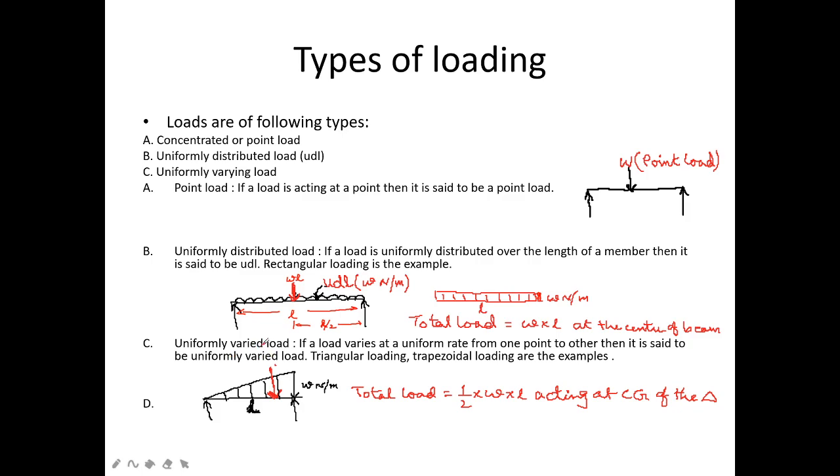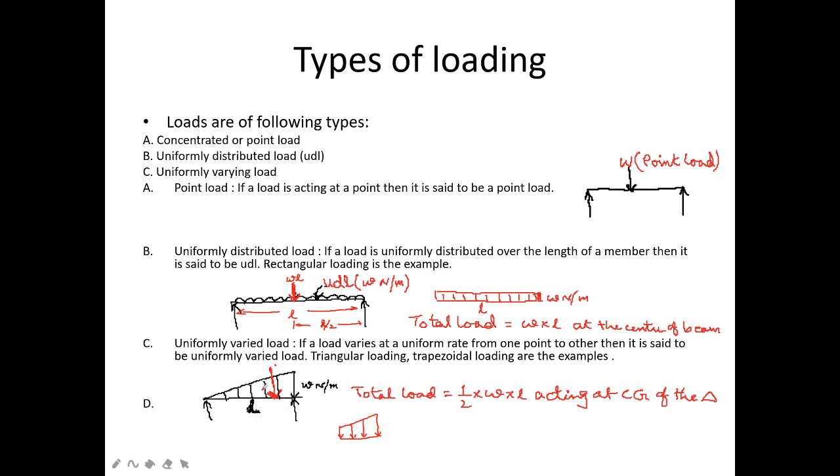Now, uniformly varying load. What is the uniformly varying load? If a load varies at a uniform rate from one point to another, then it is said to be a uniformly varying load. You can see in this figure, the load is varying uniformly. Now, this is the final intensity of loading, which is W Newton per meter. Triangular loading and trapezoidal loadings are the examples of uniformly varying load. Now, trapezoidal loading is shown like this. You can see it is varying uniformly.